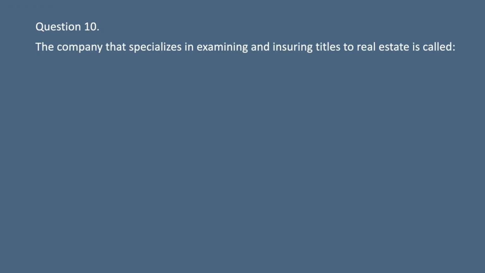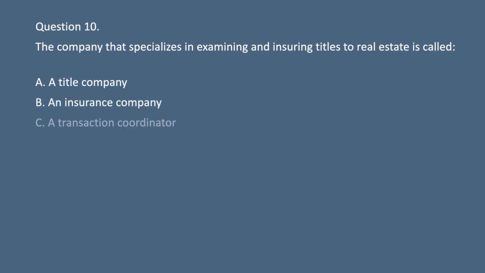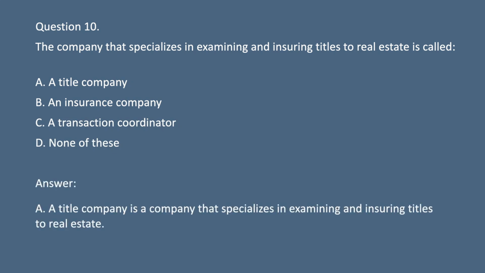Question 10. The company that specializes in examining and insuring titles to real estate is called: A. A title company. B. An insurance company. C. A transaction coordinator. D. None of these. Answer: A. A title company is a company that specializes in examining and insuring titles to real estate.